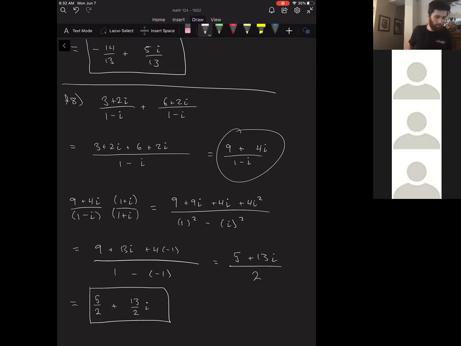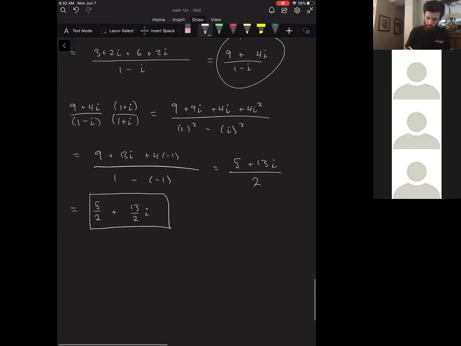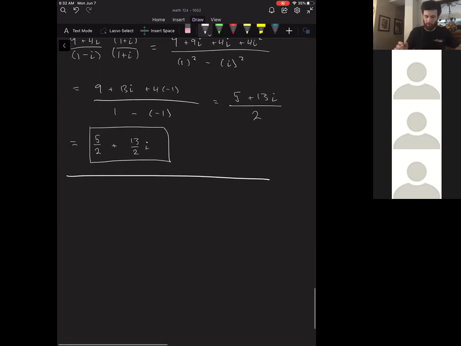Okay. In our last problem, just to reiterate, we have this i squared is equal to minus 1. So we want to use this to simplify something along the lines of, let's say we want to simplify i to the 21.